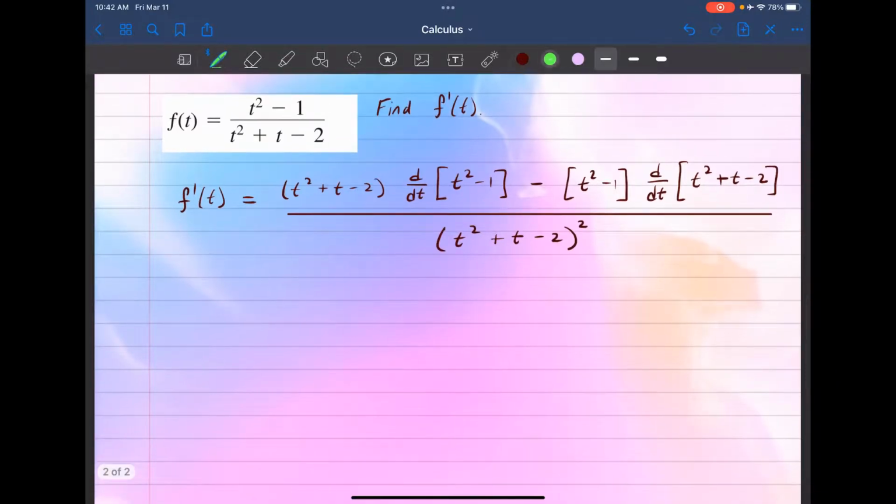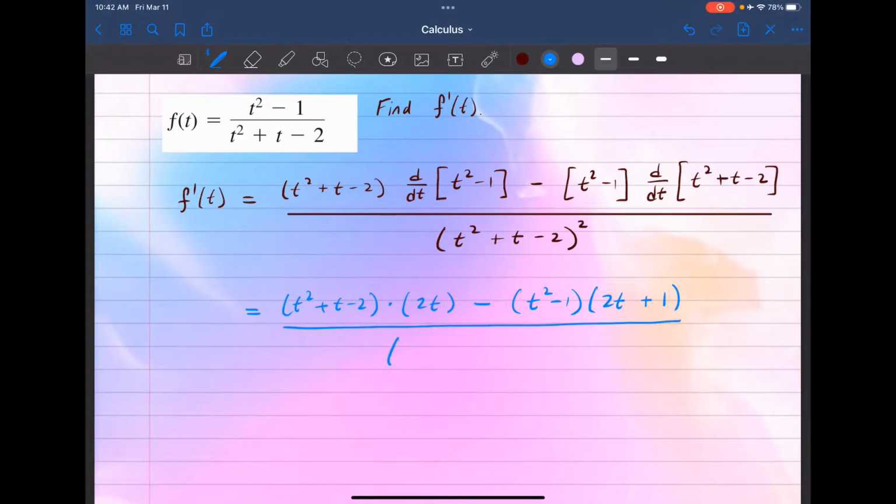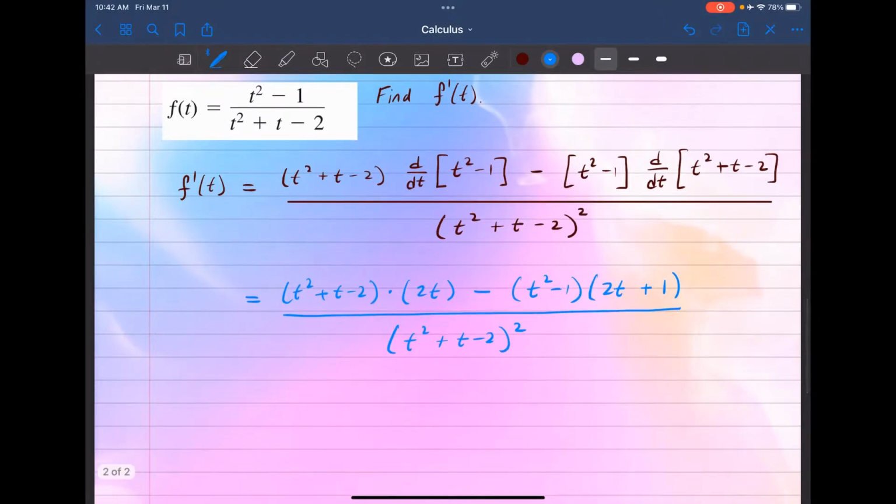Now let's go ahead and take their derivatives. So this is equal to, you have t squared plus t minus 2 times the derivative of t squared minus 1, that is 2t, because the derivative of 1 is 0. Minus, now we keep the top, that is t squared minus 1, times the derivative of this. Well, the derivative of t squared is 2t, and the derivative of t is simply 1, all over the bottom squared. That is t squared plus t minus 2, squared. So that is the derivative, but we want to go ahead and simplify just a little bit more.